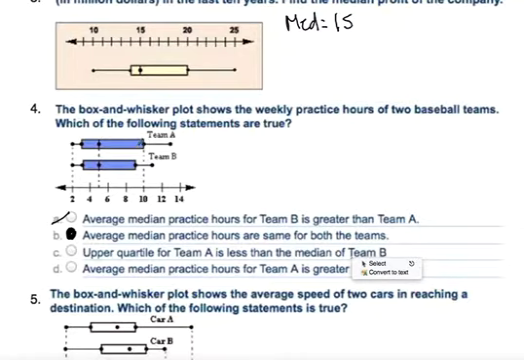The upper quartile is another way that we call the third quartile, or the Q3. So this one is saying the Q3 for Team A is less than the median for Team B. The Team A Q3 would be up here at 10, and the median for Team B would be at 5. But this is saying that Team A's Q3, which is 10 in this case, is less than the median for Team B, which is 5. That's definitely not true, because 10 is not less than 5.